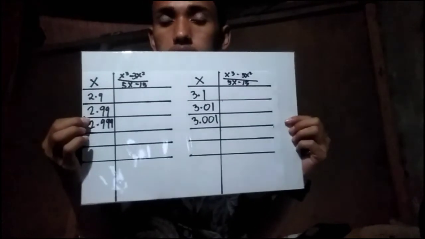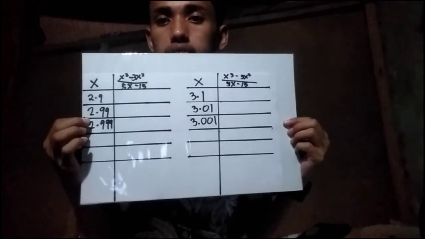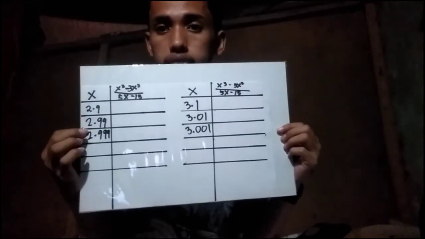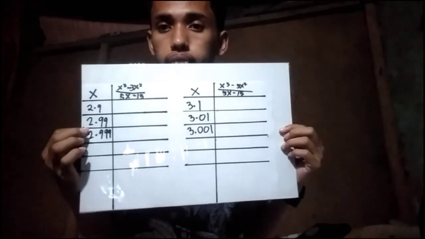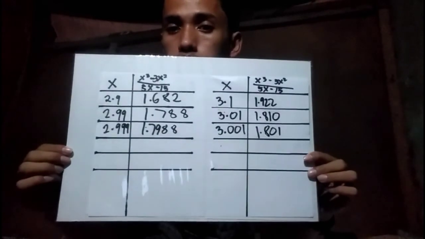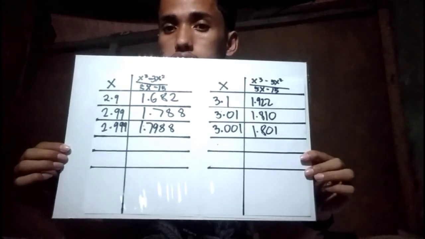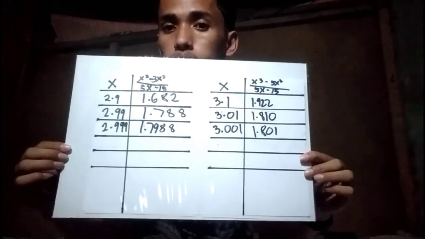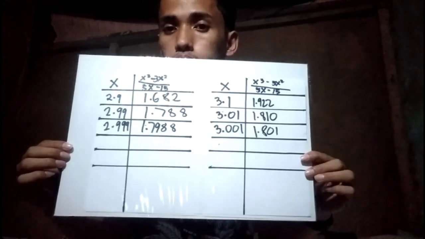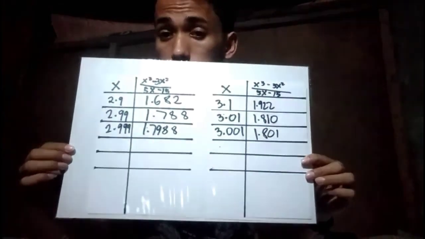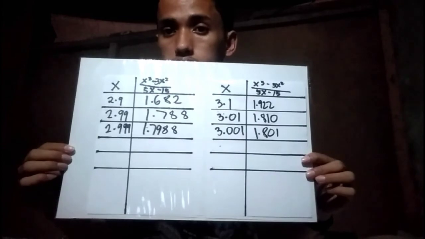Again, you can pause this video and try to find out what the limit would be as we substitute the values of x in this table. Okay, let me show my answer, hoping that we got the same answer as I have here. As you can see in my solution in this table, the limit is approaching 1.80, and both sides are approaching 1.80. So it means that the limit exists for this function.